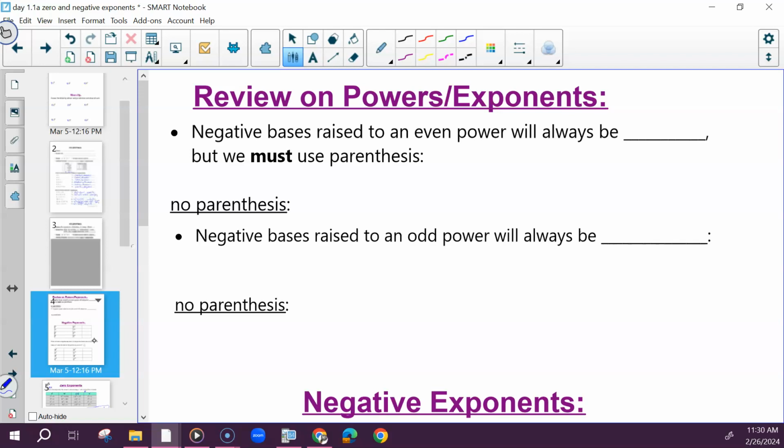And we're going to review some things that we talked about at the beginning of the year about bases and exponents. Negative bases raised to an even power will always be positive. But we must use parentheses, and I'll show you an example of that in a moment. Negative bases raised to an odd power will always be negative.